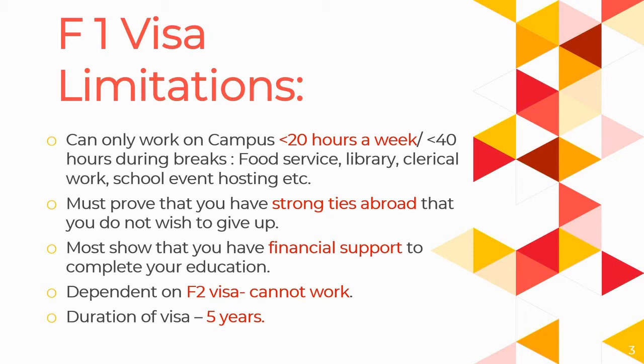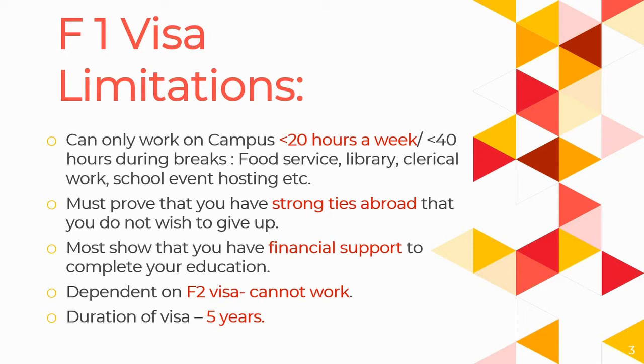The next two points are more about before you get into school. When you're applying for your F1 visa, you will have to prove that you do have strong ties abroad that you don't plan to abandon, that you don't plan to give up. It could be anything. It could be a house, property, business, family, any of that tying you back to your home country, so that it doesn't look like your F1 application is an intent to immigrate.